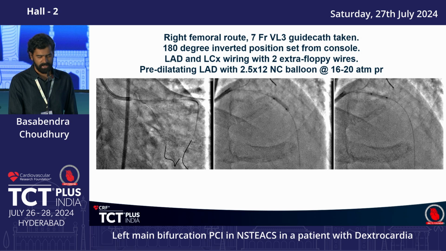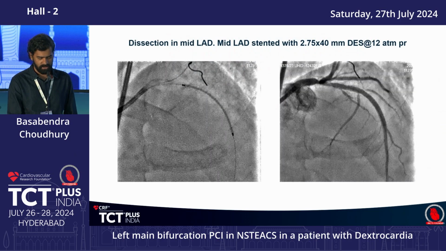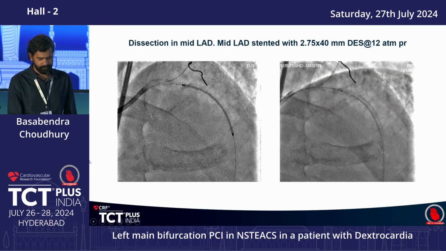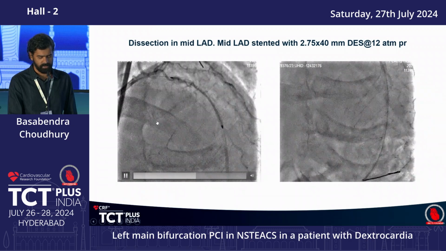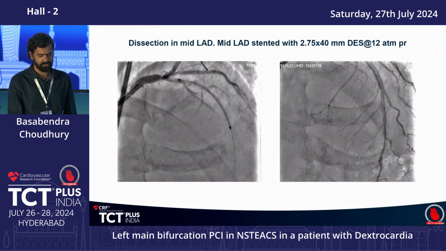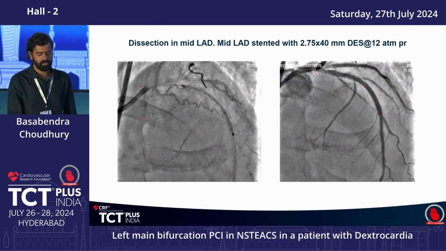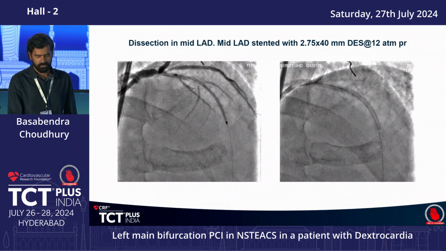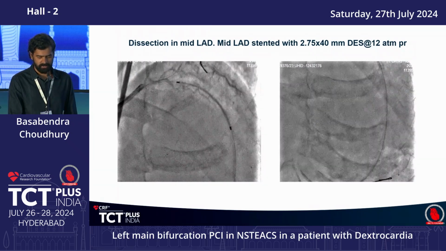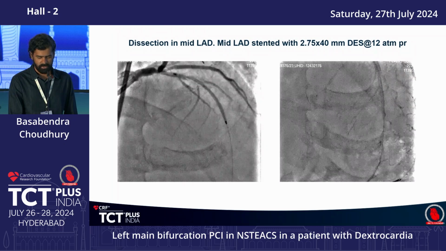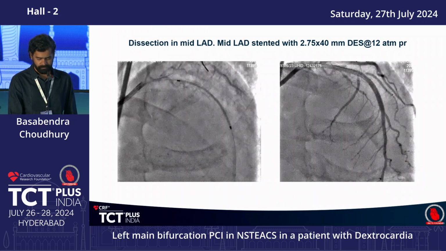We decided to first pre-dilate the LAD, and then maybe we would have gone for the IVUS run. After we dilated the mid LAD with a 2.5 x 12 NC balloon at higher pressures, there was a dissection in the mid LAD, and there was some flow limitation in the distal LAD. So, we decided to go ahead and stent the mid LAD first. The mid LAD was stented with a 2.75 x 40 drug-eluting stent at 12 atmospheres.